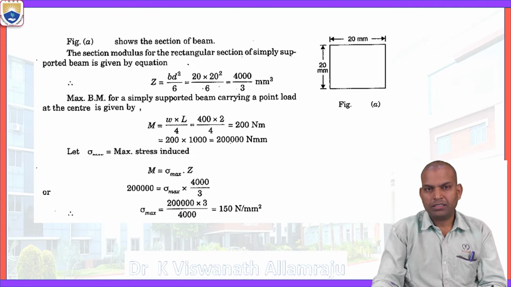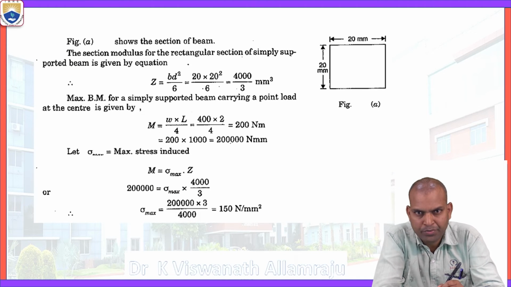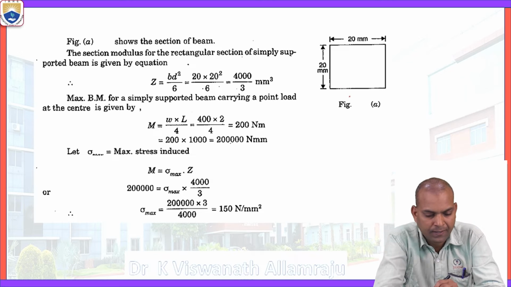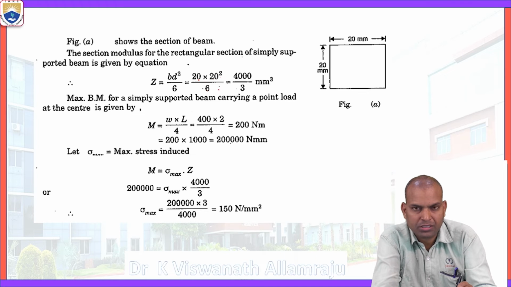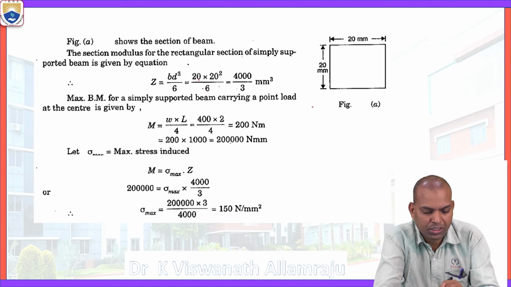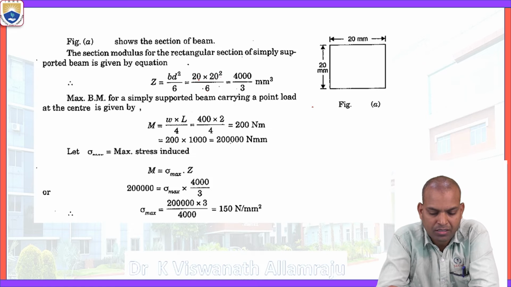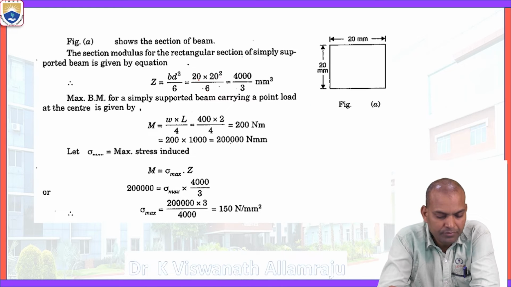Now let us calculate. The section of the simply supported beam is a square cross section, 20 by 20. From that, what is the section modulus? The section modulus is BD squared by 6, or D cubed by 6. So with 20 for B and 20 for D, that is 20 squared by 6. After substitution, the value of the section modulus is 4000 by 3 cubic millimeters.